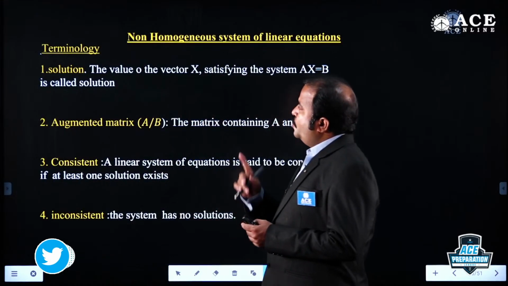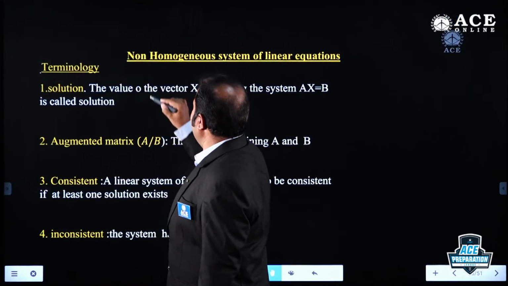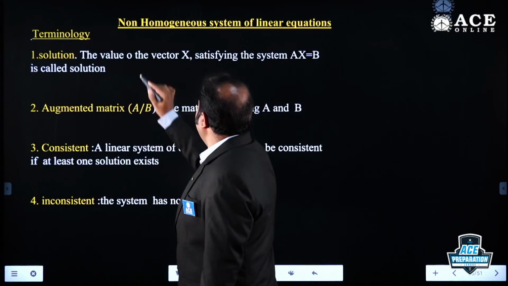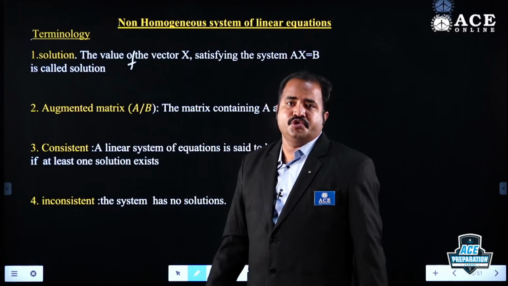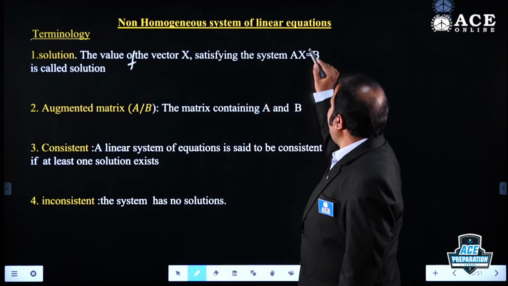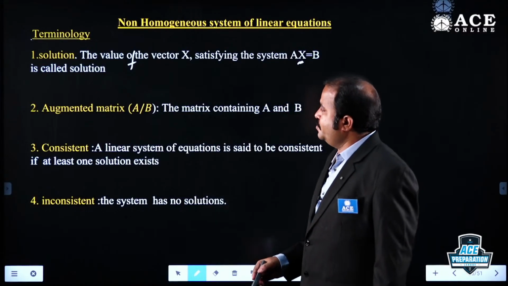So here, solution means what? The value of the vector x satisfying the system Ax equal to b is called a solution, right? Means for what value of x this equality holds, such x is called a solution of the system.